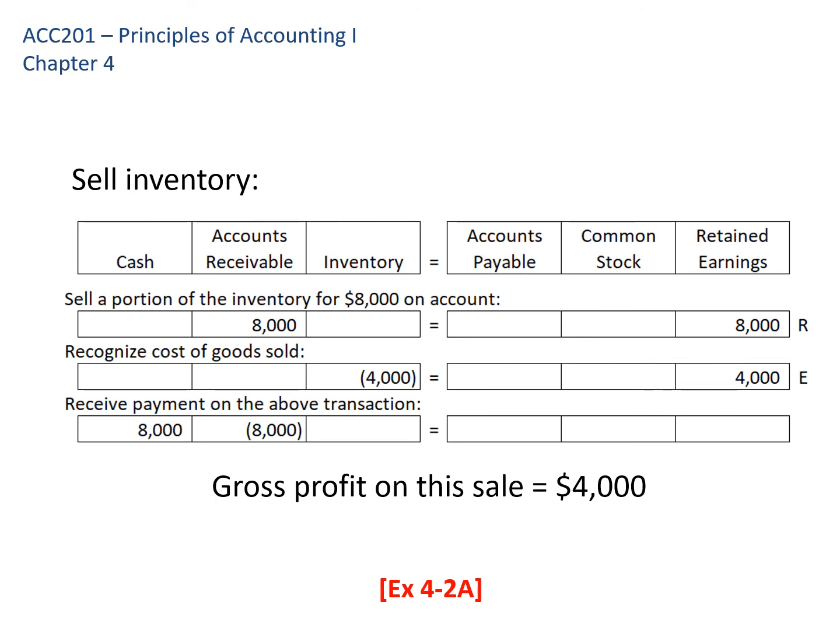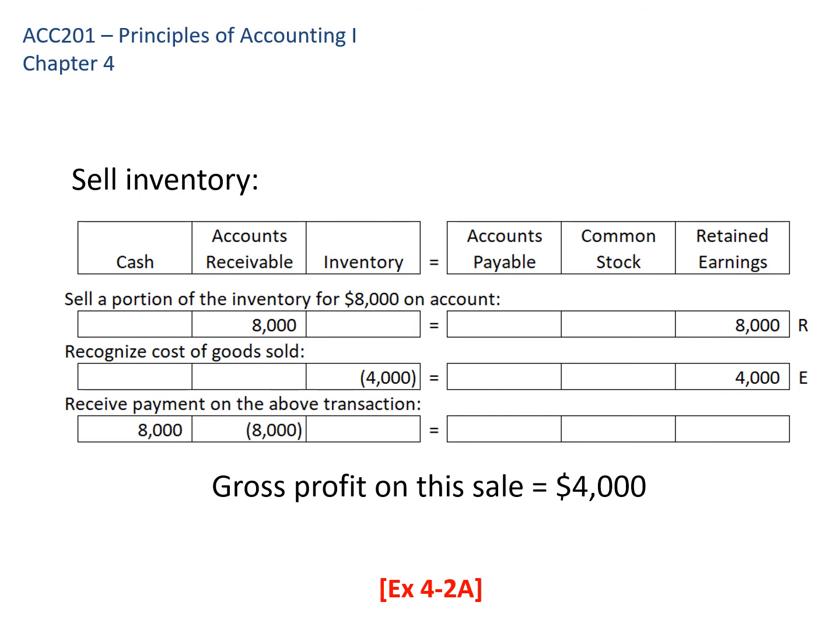So retained earnings goes up when we record revenue, and accounts receivable goes up because the customer is going to pay us later. So either cash or accounts receivable will go up and retained earnings will go up when we recognize a sale. The second part of the transaction is recognizing the cost of that sale.